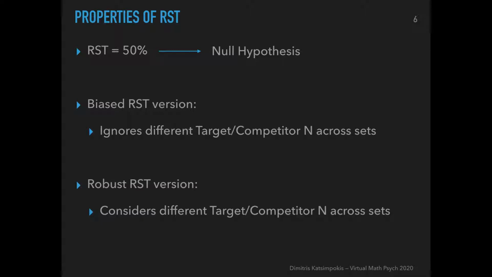In this presentation, I would like to introduce another version of the RST, which is robust to this. Due to some technical reasons, the biased RST version is called unequal weights RST, while the robust RST version is called equal weights RST.